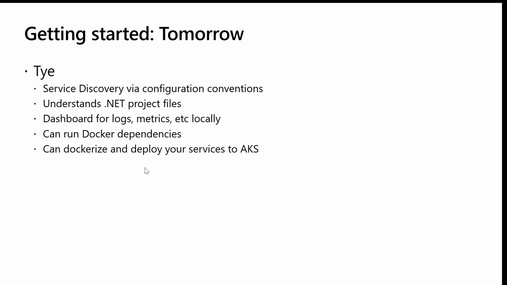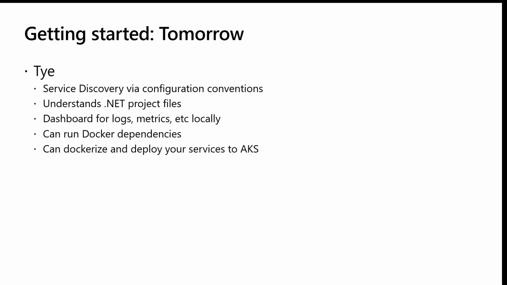And so what you've seen is TIE consists basically of service discovery via configuration conventions. So you saw that configuration.get service by name code. It understands all your .NET project files. All I did was run TIE run on a solution. Because it deeply understands .NET, it's capable of doing a lot for you, and we're going to see more of how that benefits you in a moment. And then it gives you a good dashboard with logs and metrics and everything locally. We didn't really look into that, but I'll show it to you in the next demo as well. And it can run Docker dependencies, and it can Dockerize and deploy your application to AKS, is what TIE does.